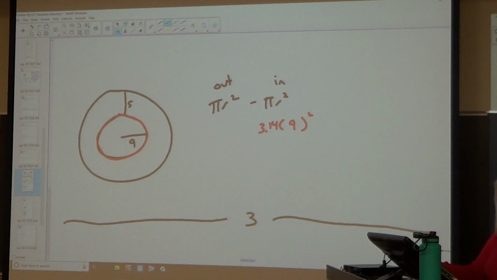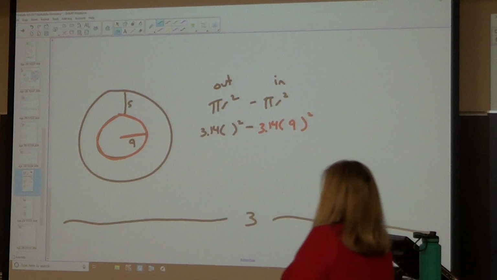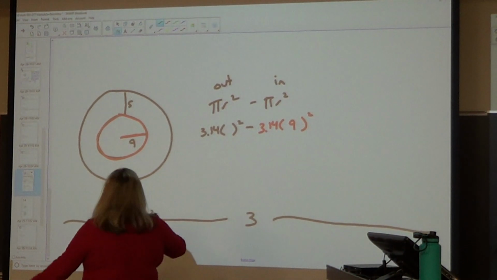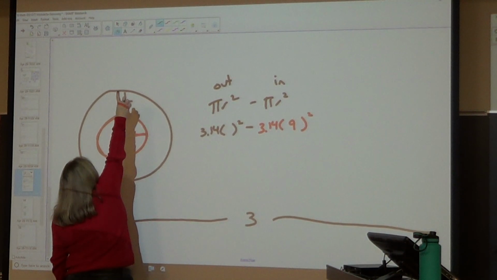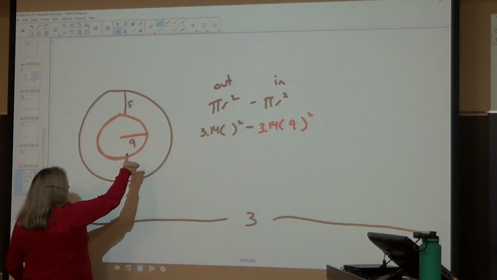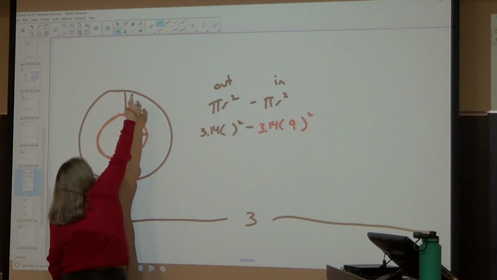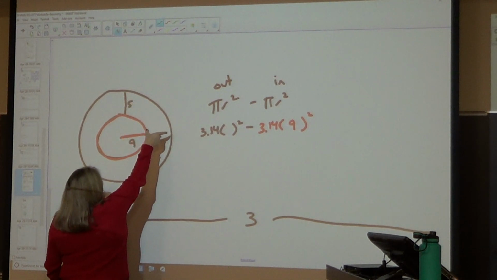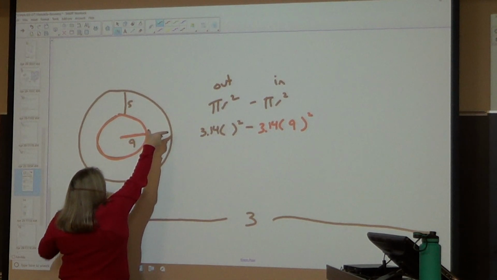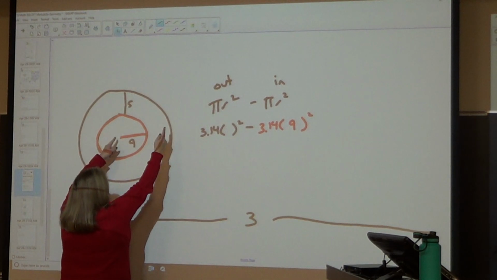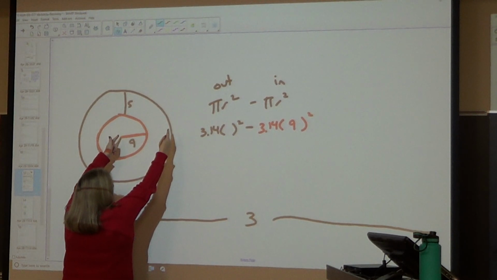9. Do you see that's 9? For the inside. Now, for this one, it's going to be 3.14 times what squared? 2.5. Love you, Randy. Now, that 5 is telling me that no matter where I come around here, it's going to be 5. So, if I take that 5 and pull it over here, the outside circle's radius goes from here to here.